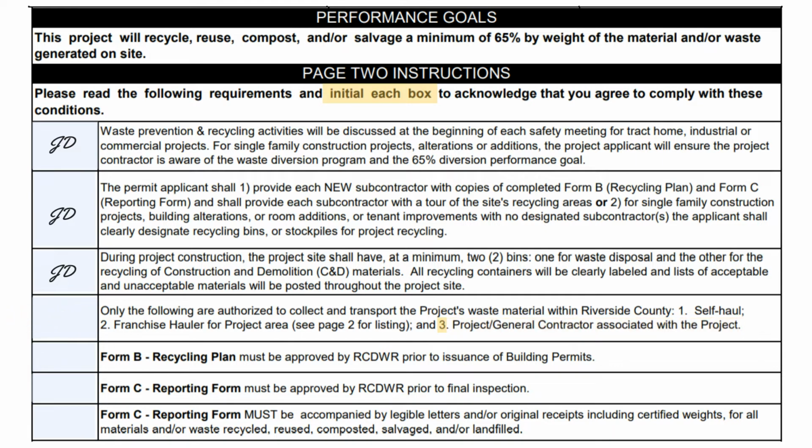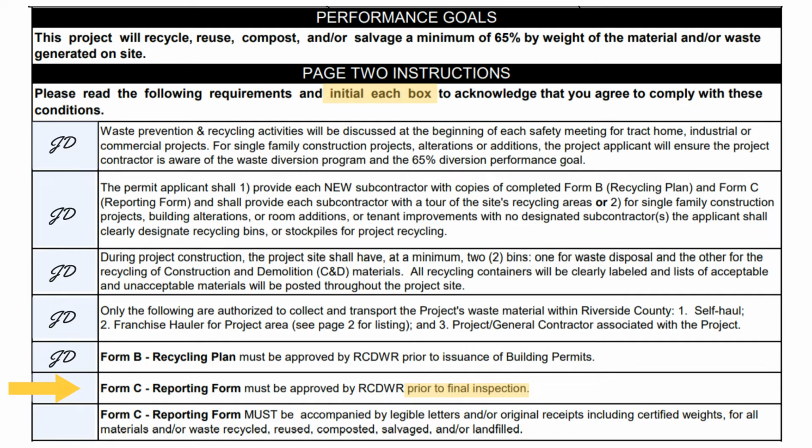waste recycling plan. The fifth condition states that prior to issuance of building permits, this form must be completed and emailed to the Department of Waste Resources at wasteplanning@rivco.org. The sixth condition is an acknowledgement that after the project is completed, a reporting form called Form C will need to be submitted prior to final inspection.